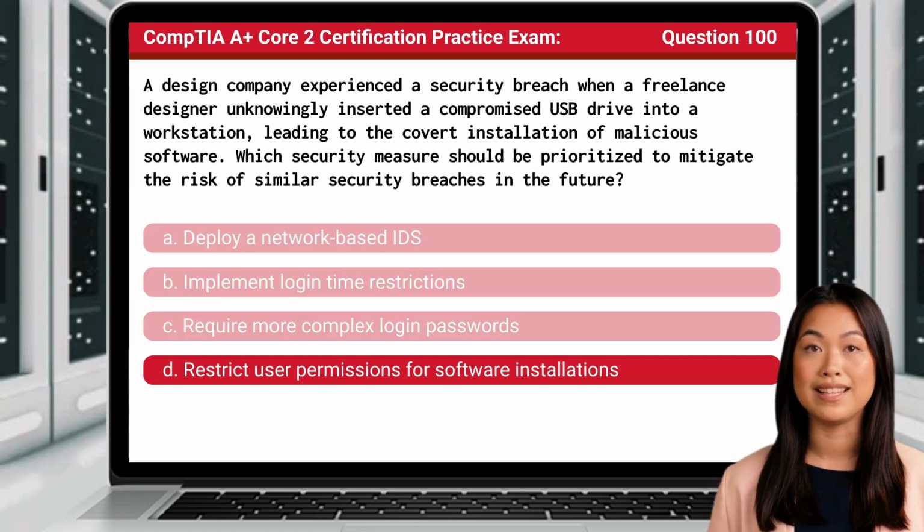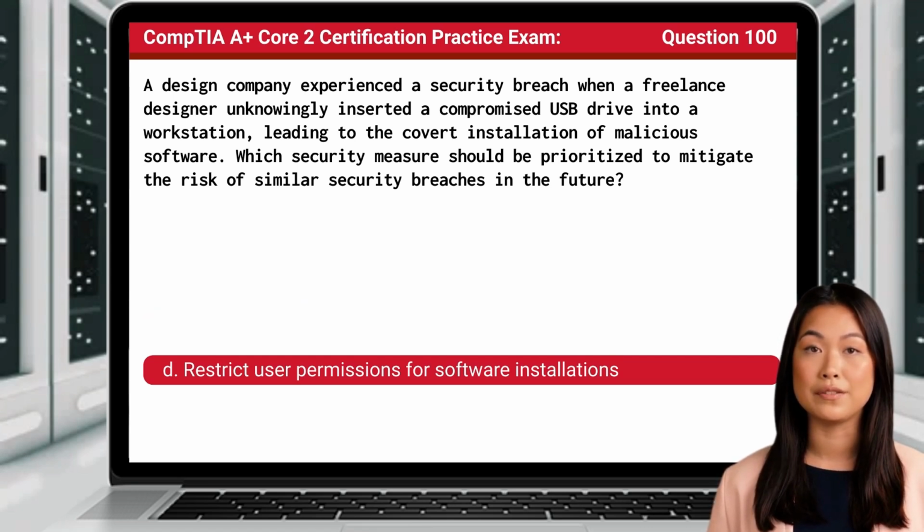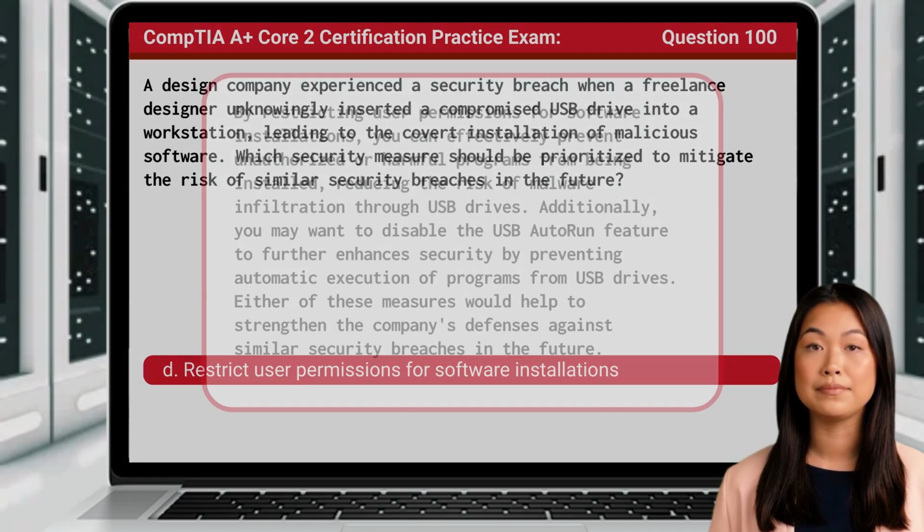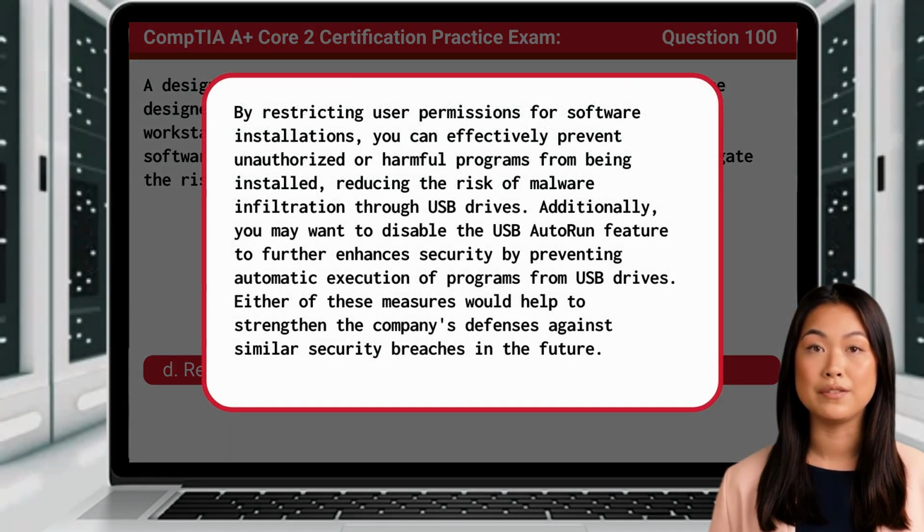The answer is D. Restrict user permissions for software installations. By restricting user permissions for software installations, you can effectively prevent unauthorized or harmful programs from being installed, reducing the risk of malware infiltration through USB drives. Additionally, you may want to disable the USB Auto Run feature to further enhance security by preventing automatic execution of programs from USB drives. Either of these measures would help to strengthen the company's defenses against similar security breaches in the future.